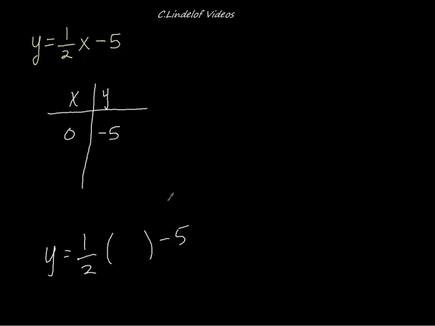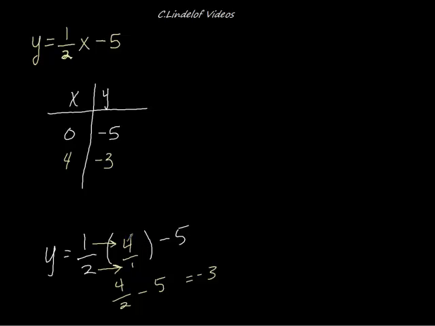With the second point, to make it easier on myself, check this out. This is really important. See this 2 down here? This 2 tells me if I use a number that is a multiple of 2, this is going to turn into a whole number. That is a lot easier than trying to graph fractions. So I'm going to choose 4. When we multiply fractions, we multiply numerator times numerator, denominator times denominator, and that gives us 4 over 2 minus 5. 4 over 2 is 2, and 2 minus 5 is negative 3. So that gives us the point 4, negative 3.